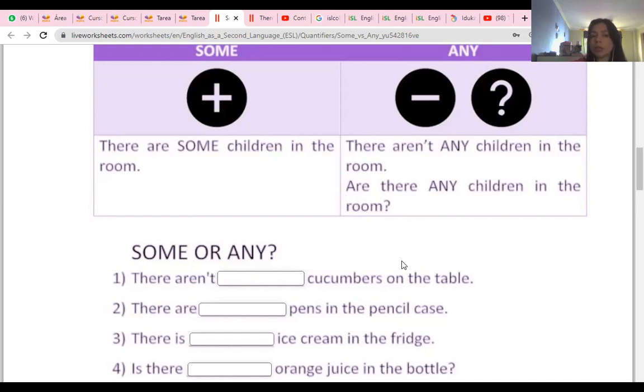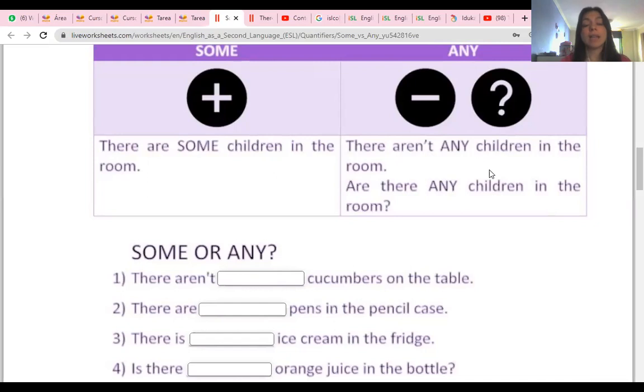Entonces, recuerda, some nosotros vamos a usar para oraciones afirmativas. Any vamos a usar para oraciones negativas y para preguntas. Entonces, there aren't any. Esta es la forma, ¿sí? There aren't, or there are not any children in the room. No hay niños en la habitación, ¿sí? Para decir que no hay nada de algo, vamos a utilizar el verbo to be seguido de not, o con la contracción que sería aren't or isn't, depends. If it's plural, if it's singular, or depends if it's countable or uncountable.